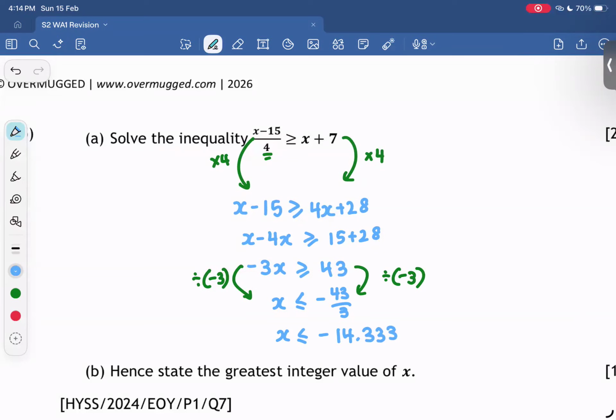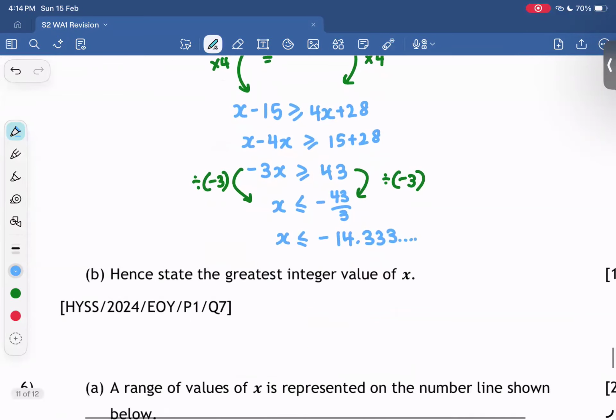So x is lesser than negative 14.333333. What you can do as well is to leave your answer in 3SF. So it will be negative 14.3. Just write down 3SF. All right, and they asked to state the greatest integer of the value of x.